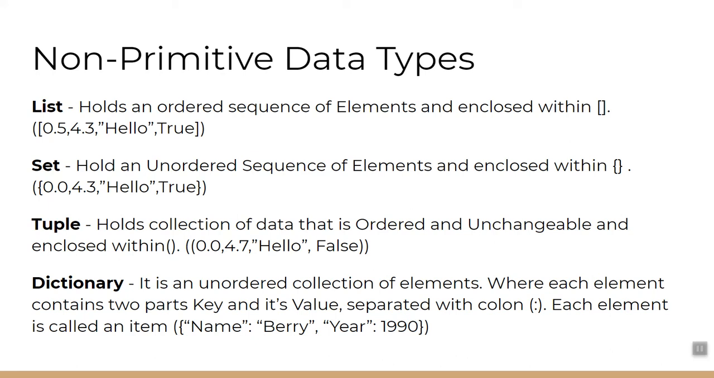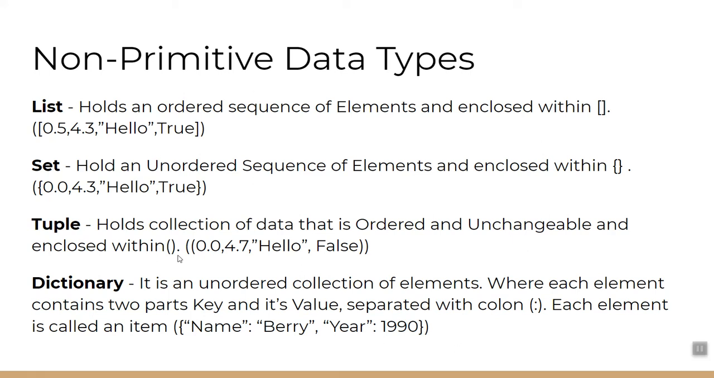The second one is a set, which holds an unordered sequence of elements and is enclosed within curly braces. One basic feature of sets is that it returns the unique elements which are there in it. And this is a mutable set. There's one more data type called frozenset, which is similar to set but immutable, where we cannot change the elements in the set once we have created it. And the next one is tuple. This tuple is similar to the list, but it is immutable and enclosed within parentheses.